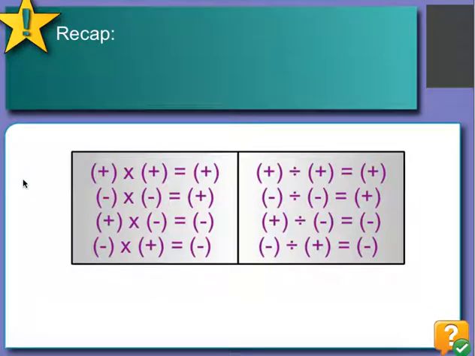So these are all of our rules for multiplication and division. If we have the same sign multiplied or divided, we get a positive number. If we have different signs, multiplied or divided, we get a negative number.